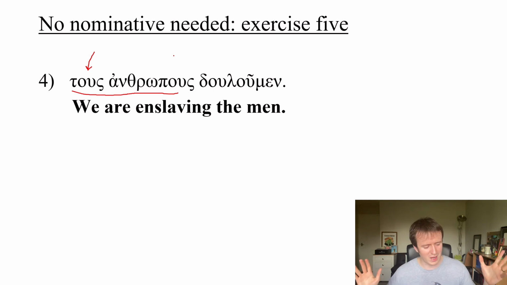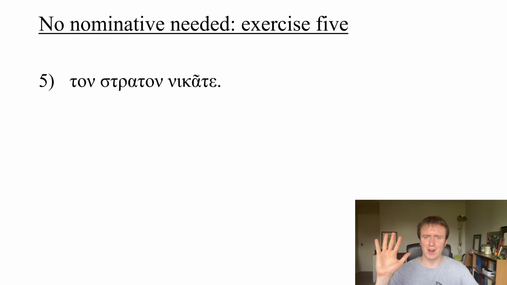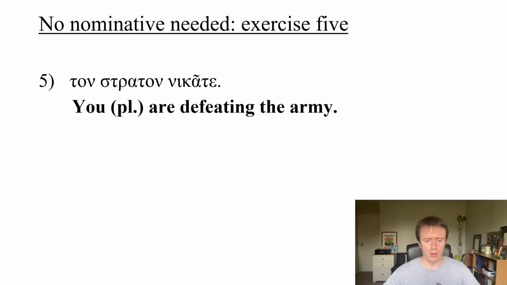First, the teacher was being enslaved, and now men are being enslaved. This is a sad situation, really. Anyway, since we had no nominative noun, we had to look at that person ending oumen and realise that it was first person plural, we are doing the action. Finally, number 5 was ton straton nikate. This should have been translated as you plural are defeating the army.